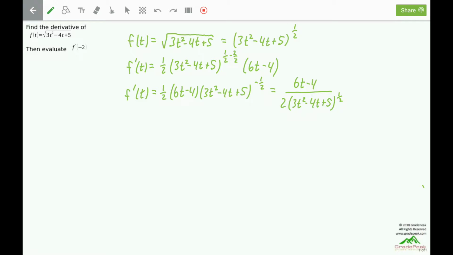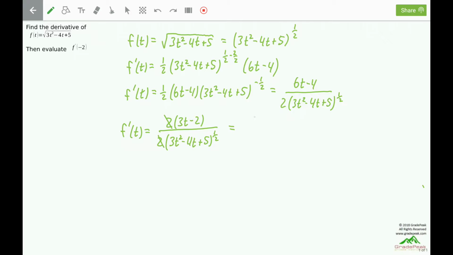Now the 6t minus 4 in the numerator actually has a common factor of a 2 that can factor out. We'll maybe want to do that because it will be able to cancel with the 2 that's in the denominator. So it'll be 2 times 3t minus 2, all of this over 2 times 3t squared minus 4t plus 5, all raised to the 1/2 power. The 2's can cancel.